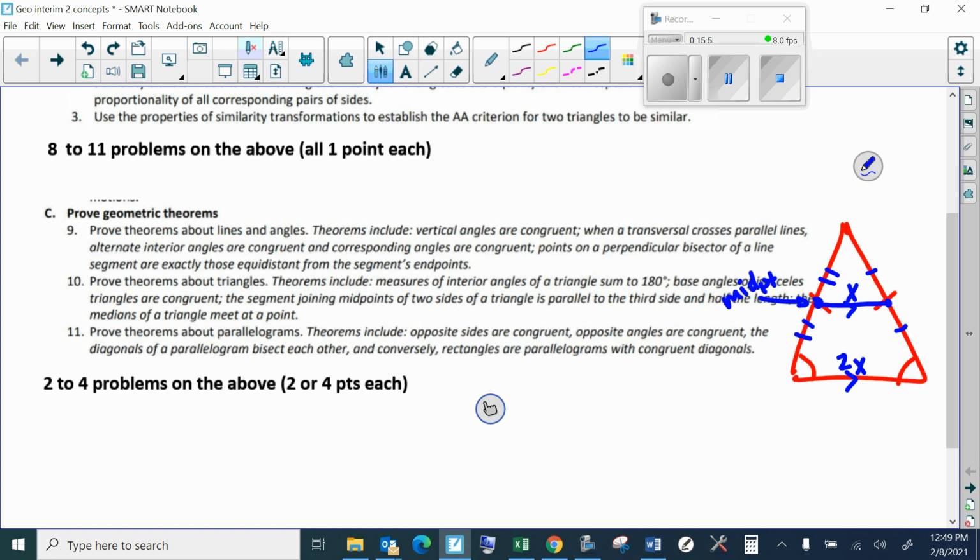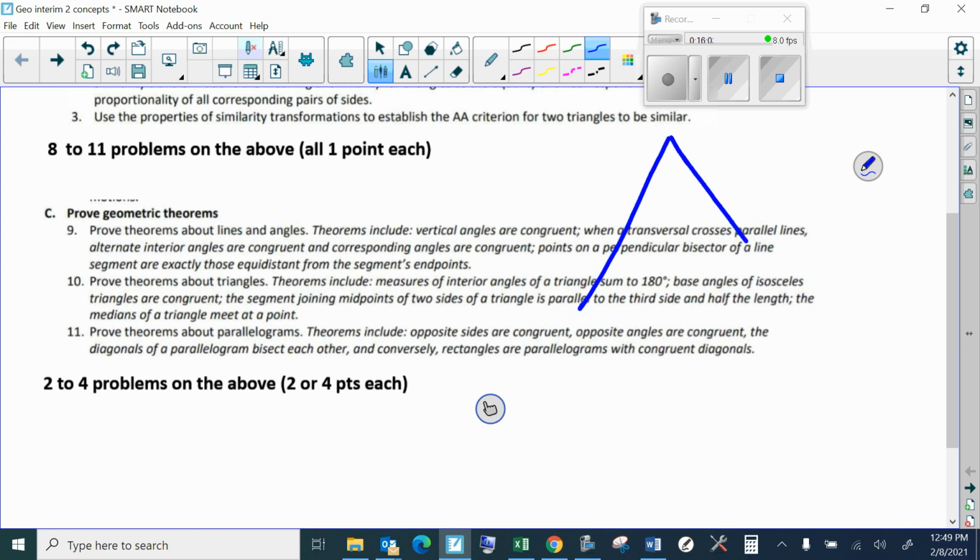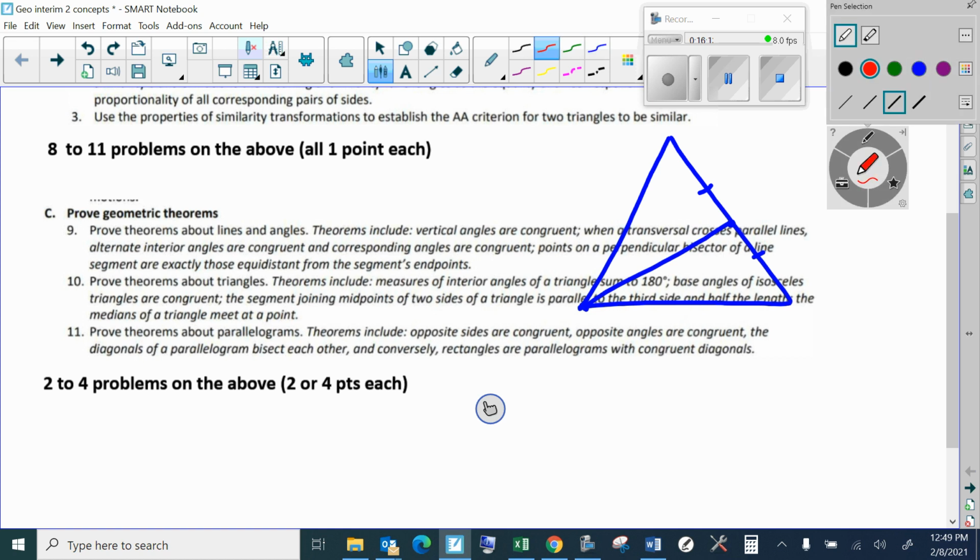Let's see, what else is next? The medians of a triangle. Okay, so medians. Our definition of median: a median goes from the vertex to the midpoint of the opposite side. Vertex to the midpoint of the opposite side. They all intersect in that point right there called the centroid.